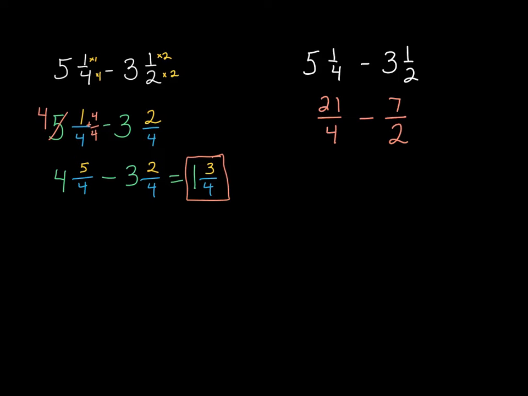Now we have improper fractions. Sometimes they're easier to subtract. Now we still have to get a common denominator, and that will still be 4. This one doesn't change, so that's still 21. Let's multiply that by 2, so that would be 14. So then when we subtract, 21 minus 14 is 7. And then our common denominator is 4. Now we would need to take 7 over 4, change it back to a mixed number.